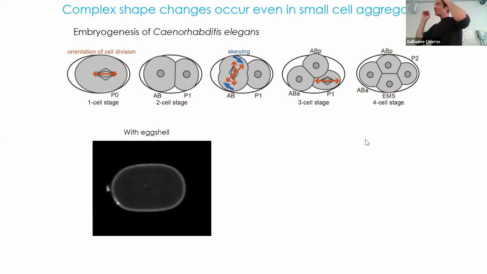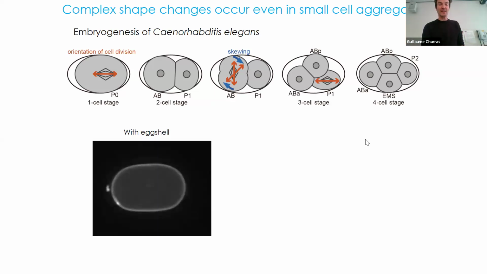essentially we've been spending some time trying to understand how mechanical differences between single cells integrate in a very simple cell aggregate to give rise to shape. And these complex shapes can actually occur in pretty simple aggregates. So what we looked at was C. elegans, and in this movie, the embryo is inside its eggshell.